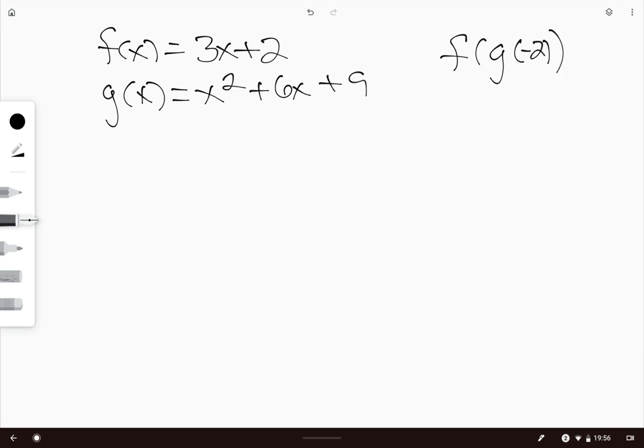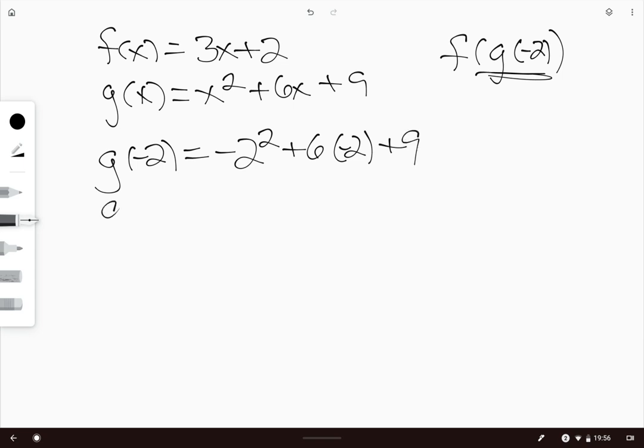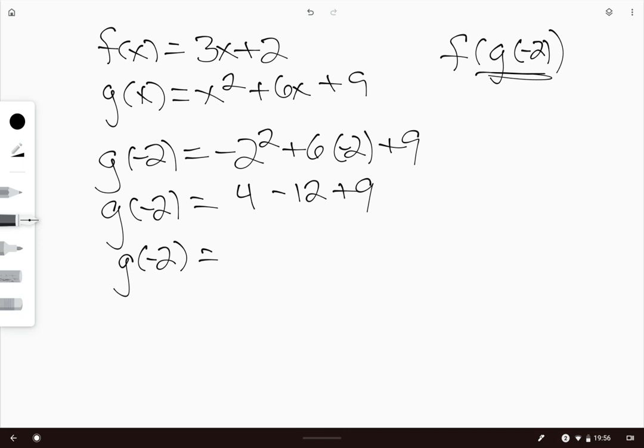All right. So like we saw in the video, and I'm sorry I didn't mention it earlier, these are your nested parentheses, parentheses within parentheses. All right, so we start with our inside function, which is the g of negative 2. So negative 2 squared is going to be 4. 6 times a negative 2 gives me a minus 12 plus 9. So the g of negative 2 equals 4 minus 12, which is negative 8, plus 9.